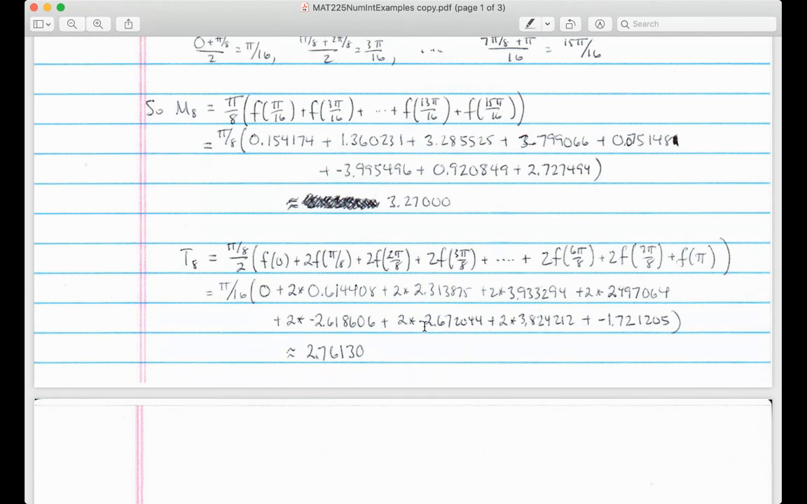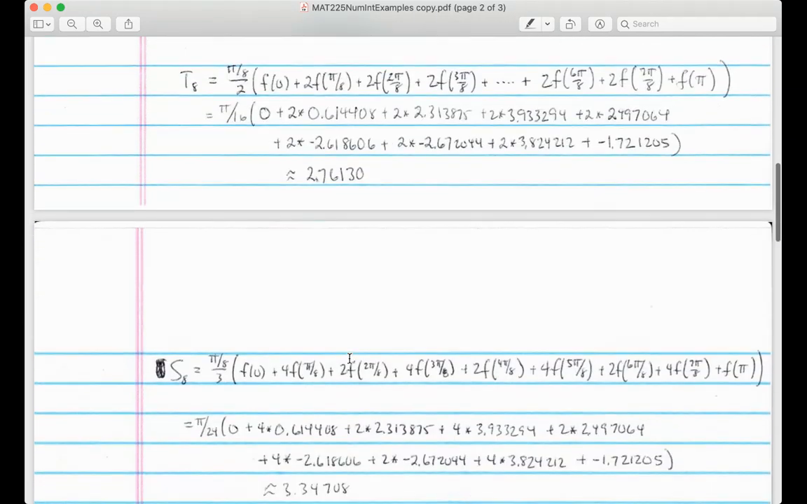Again, I'm rounding to 6 decimal places throughout, except at the end I'll round to 5 decimal places. And we see we get a rather different answer here in this particular case. There are 2 values where the function takes on negative values. I guess that's 5 pi over 8 and 6 pi over 8. So we get 2.76.